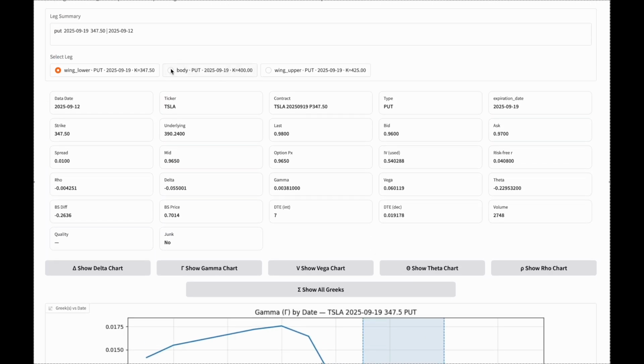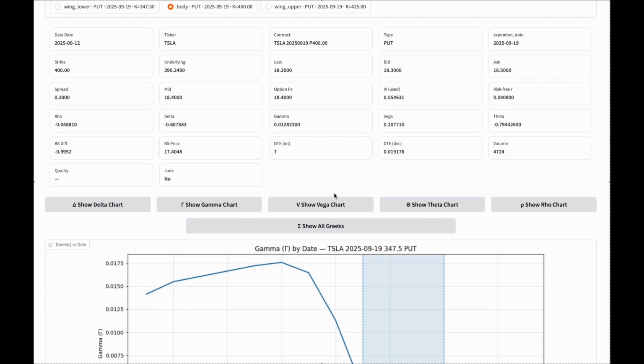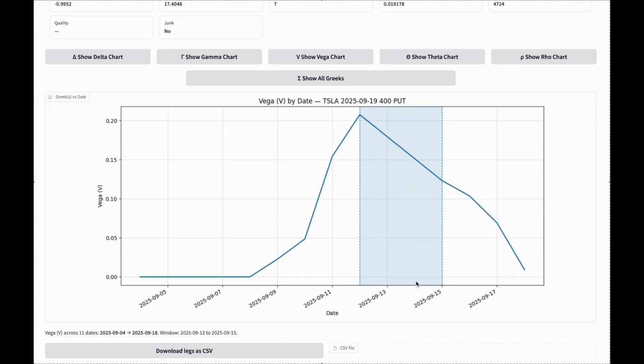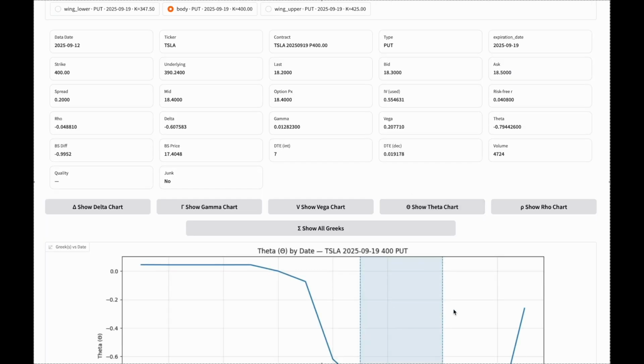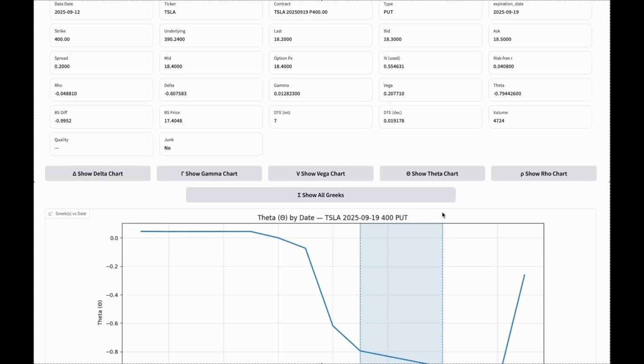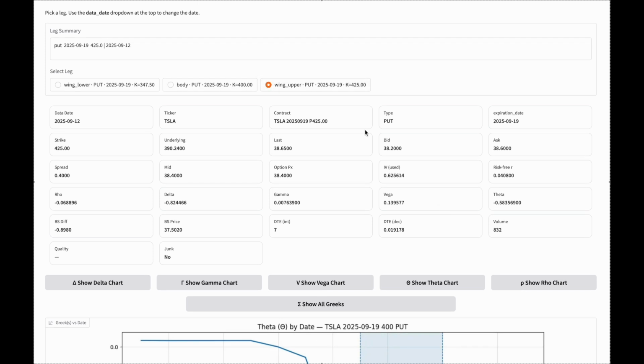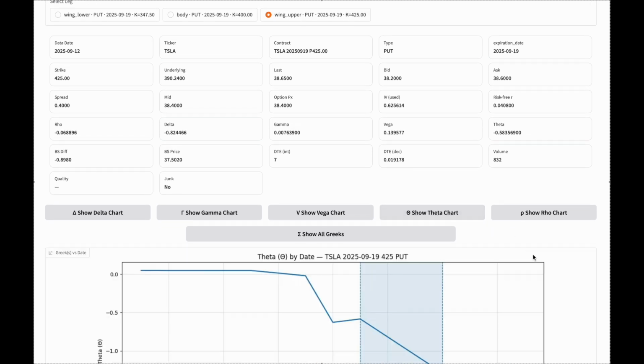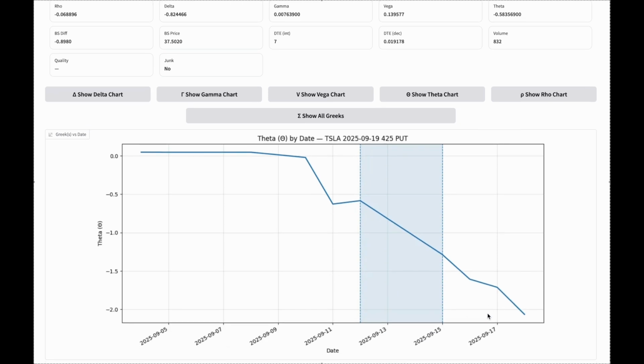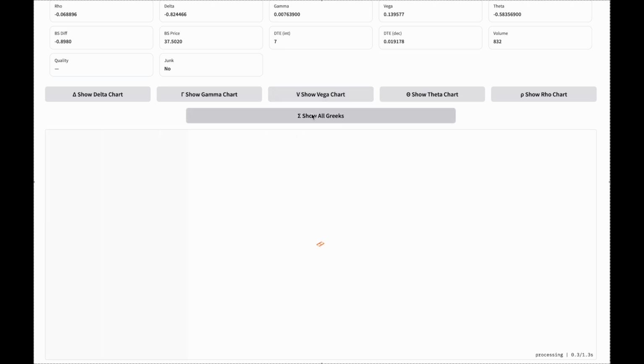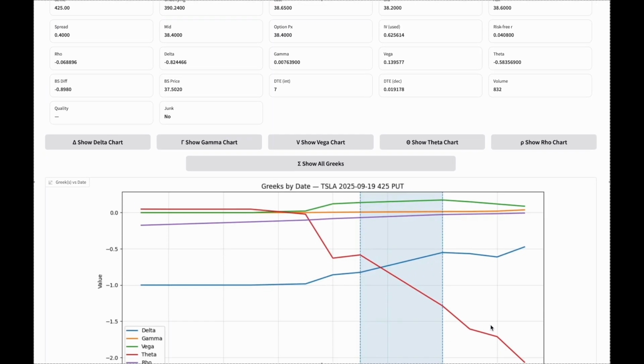We can do the same thing for the body. There's your base pinned right at 0, and as we're approaching our expiration date, it also is plunging towards 0 again. And we also look at the theta chart, and of course all this data is exportable. And we can also look at the wing, and we can look at the theta and see it plunging away from 0, and then we can show all Greeks. And we have them in a contrast there.